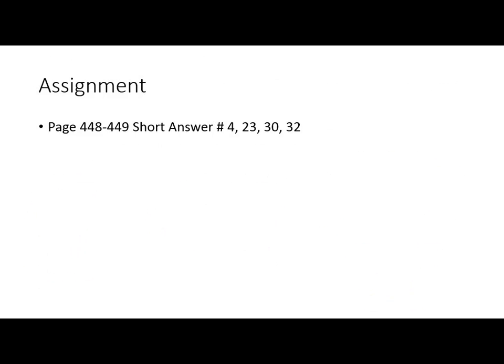Okay, so I do have a homework for you. It's not too bad. They're all short answers at the end of one chapter. Page 448 is where the first one is found, and then 449 are the last three. Short answer questions. They aren't problems. They're just questions. Questions 4, 23, 30, and 32. Like bingo. Okay? That's a good place to stop.